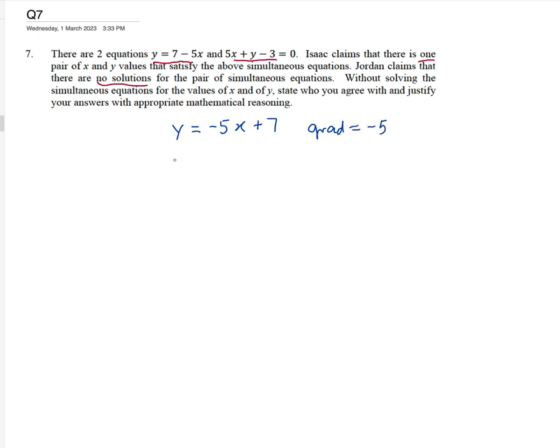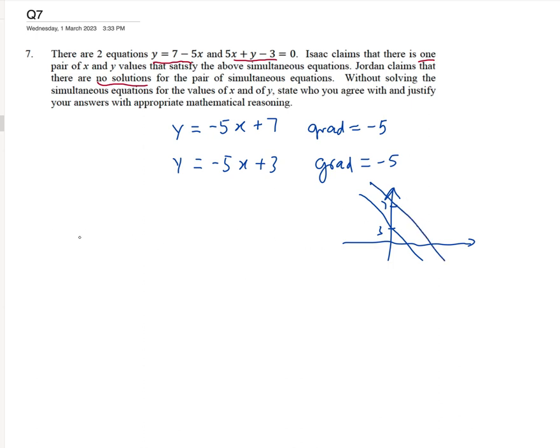In the second equation, y equals to negative 5x plus 3. Gradient is also negative 5. And they have different y-intercepts, which means that here we have two lines which cut the y-axis at two different points, 7 and 3. But because they have the same gradient, they will be parallel.